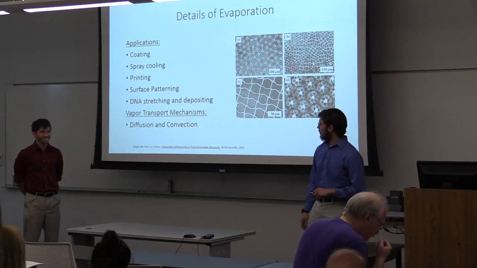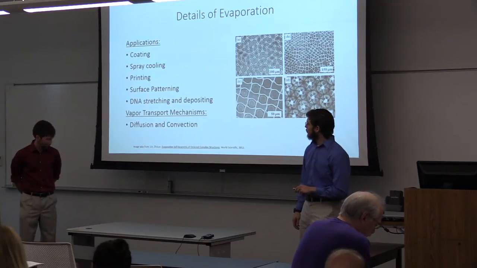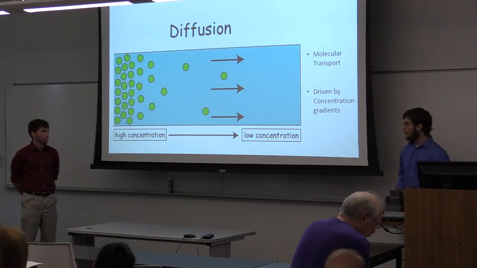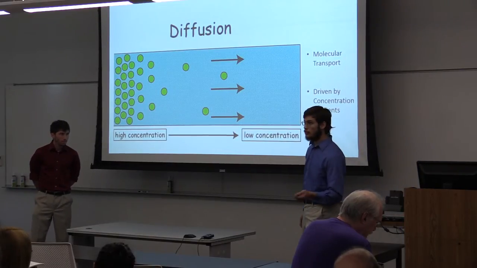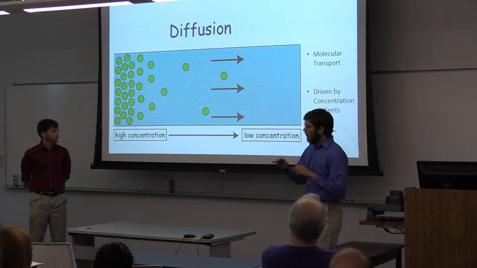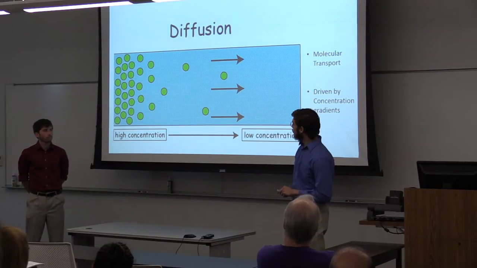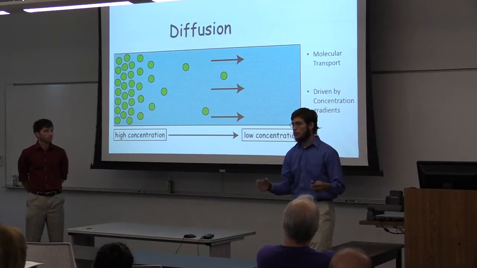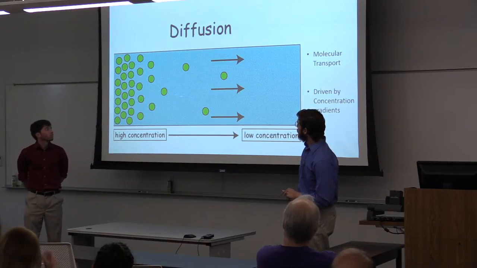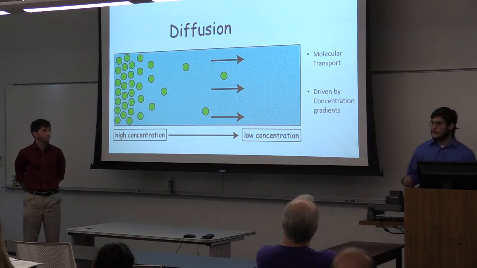What we're doing is studying the vapor transport mechanisms that control evaporation, and those are diffusion and convection, which I'll talk about more in the next slide. So we have diffusion, which is a molecular transport driven by concentration gradients. If you put a large mass of gas molecules on one side of the room, as visualized here, there's a natural driving force for them to move to an area of lower concentration. That's what we're referring to when we say diffusion.